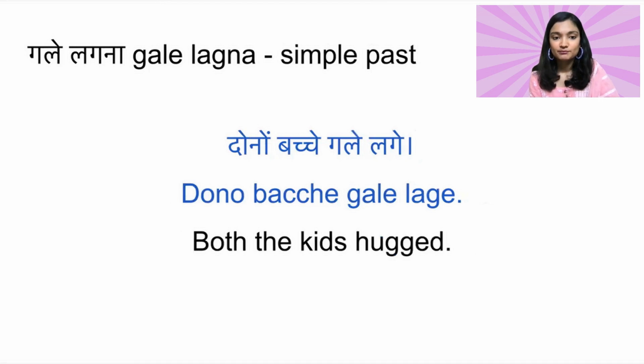Next is simple past tense, where you talk about the action that completed in the past. So to say both the kids hugged, that is dono bachche gale lage. Just lage. You don't have to add the, because lage the would mean had hugged. So once again, both the kids hugged means dono bachche gale lage.